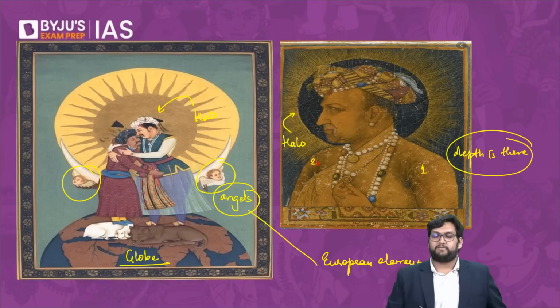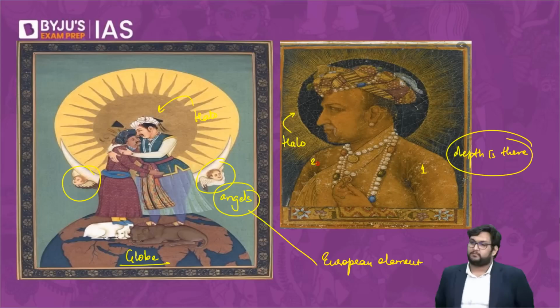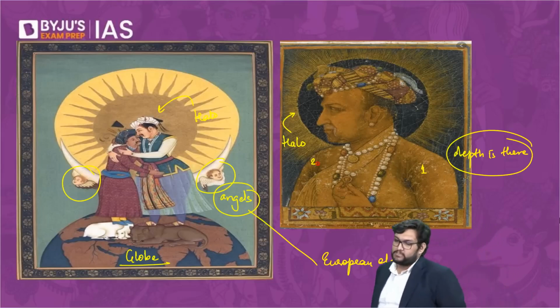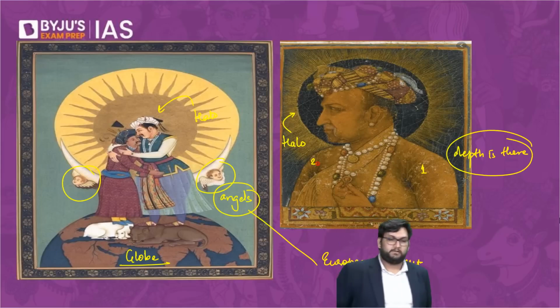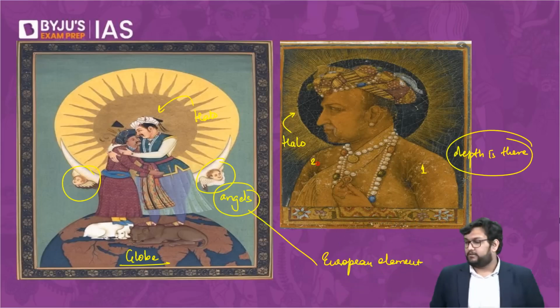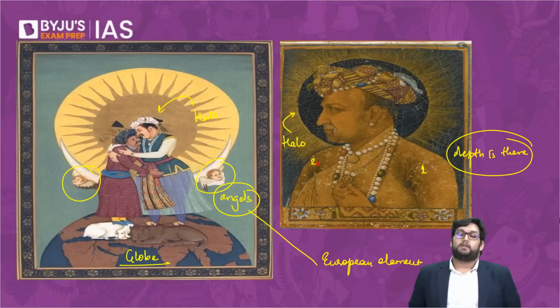Which is the shoulder which is in the front? One or two? Which is in the front? One. And that you're able to make out because of the fact that depth is there.